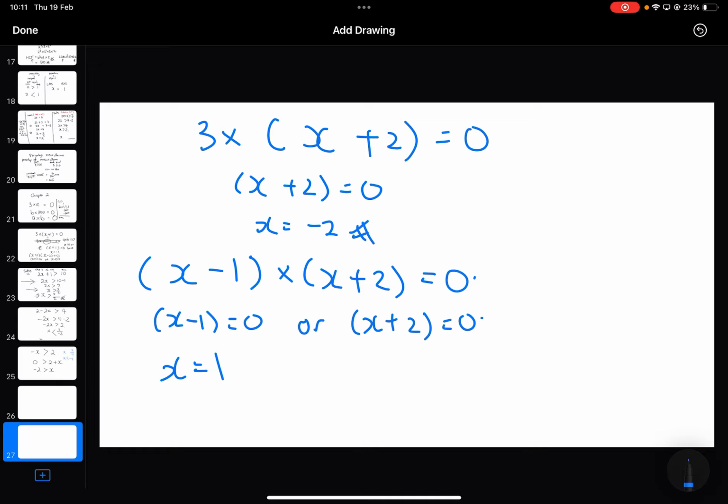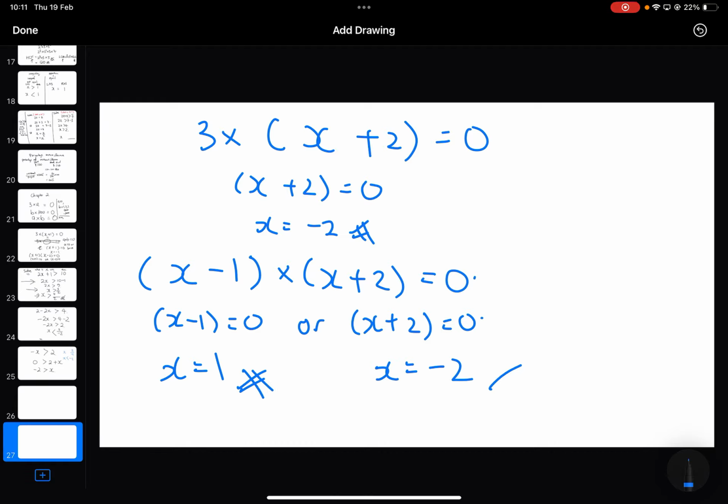Then, what can make the second bracket 0? The second bracket can become 0 if x is -2, because -2 plus 2 will become 0. 0 will make this bracket 0. It will make the left hand side 0. That's why this is also a solution. So when we have an equation that looks like this, there are actually two solutions of x. There are two possible x that will make my left hand side 0.